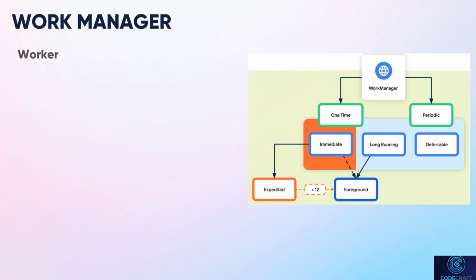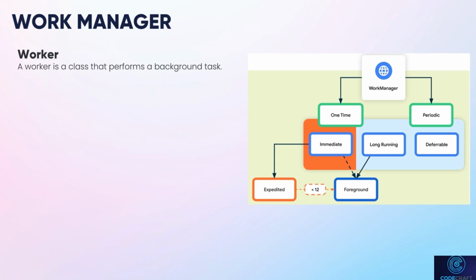Let's learn about some terminologies that we'll see in our WorkManager applications. First of all, the worker. A worker is the fundamental component in the Android WorkManager library. It represents the actual unit of work or task that needs to be executed in the background. You create a worker by extending the worker class and overriding the doWork method.